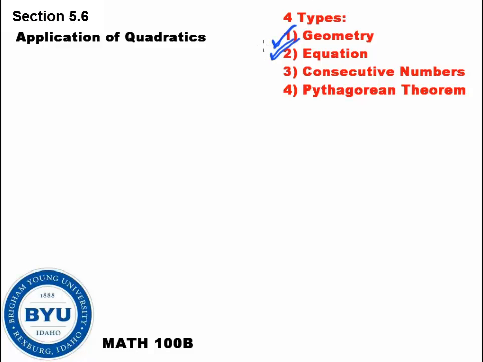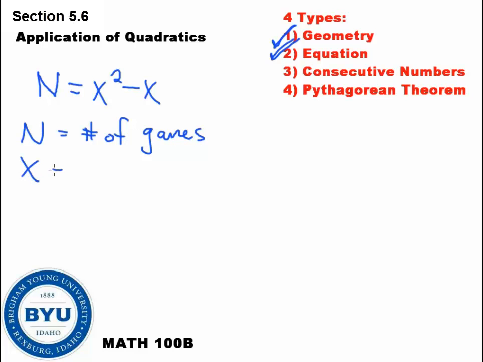These are probably the easiest type because they actually give you the equation right in the problem, which is really nice. So for example, let's say they would say the number of games played in a volleyball league is x squared minus x, where n equals the number of games and x equals the number of teams.